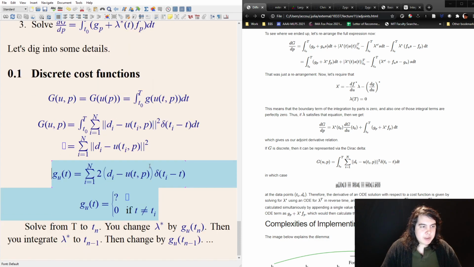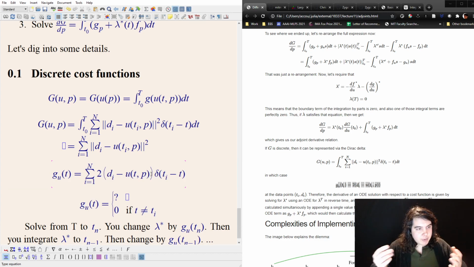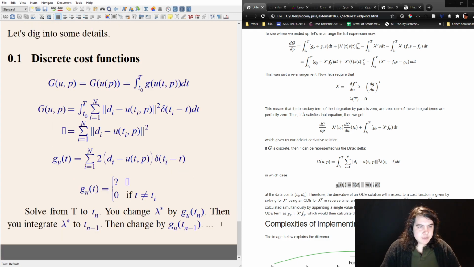So that's something to keep in mind, right? Your ODE going backwards is going to be discontinuous, where every single time you hit a data point, you need to bump that ODE by the difference between the data point and the current solution going forwards, right? Remember, u is the solution of the ODE going forwards. So you have this lambda moving backwards, and every single time you hit a point where you've had data, you look at the forward solution, you subtract it from your data, and that's how much you change lambda, and you continue moving lambda backwards. That's something to keep in mind.